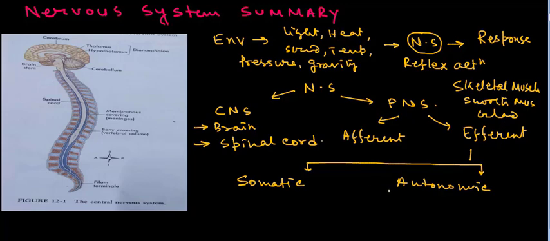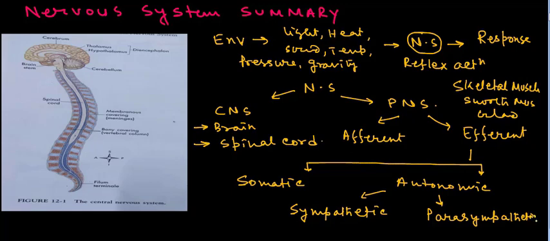The autonomic nervous system is of two types. One is the sympathetic division and another is the parasympathetic division, and we should clearly learn about these two divisions, because they are very important. We will discuss the sympathetic and parasympathetic divisions. So here you can see the diagram of the nervous system.